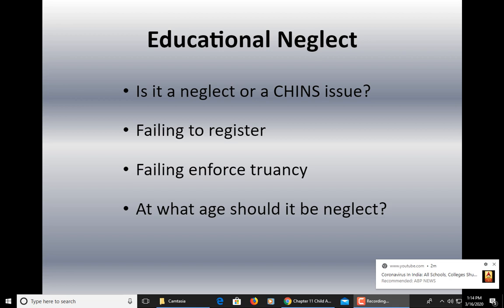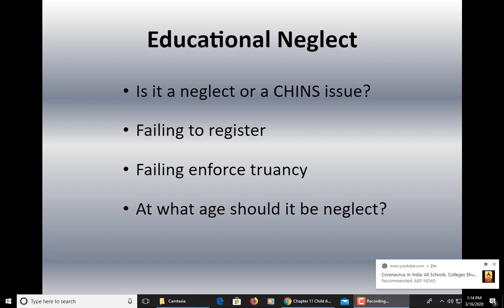But as far as age goes, make sure you know this: when a child turns 16, the parents are no longer responsible for their education, and the child is not required to go to school. But let's just say the child is under 16, and we have to separate what's considered educational neglect versus CHINS.